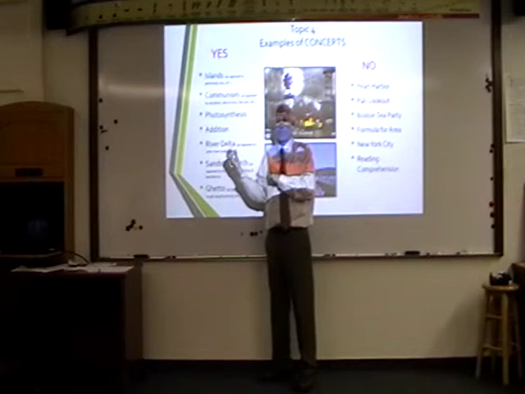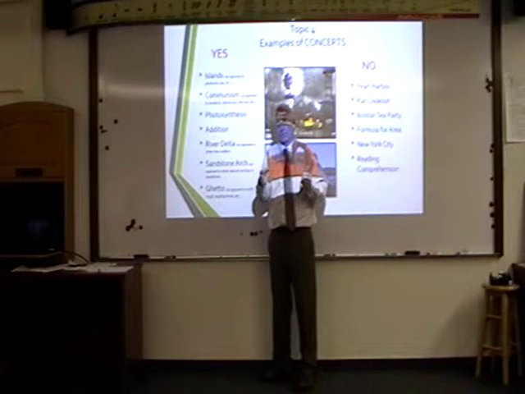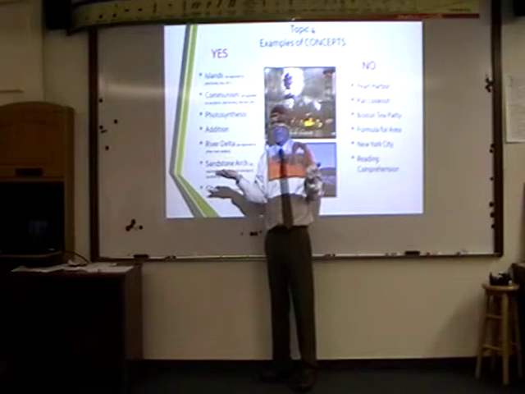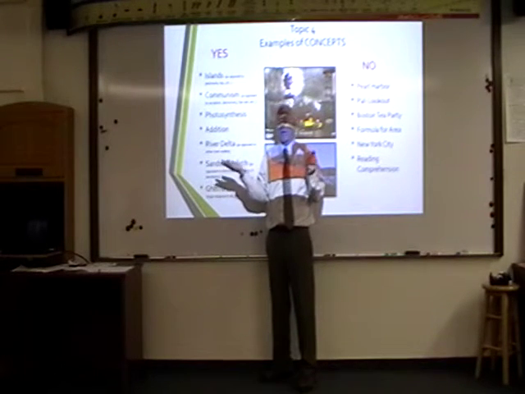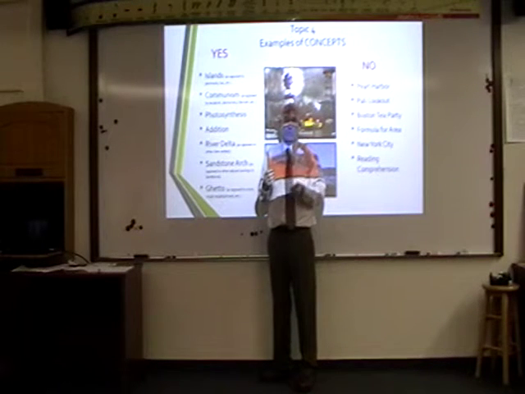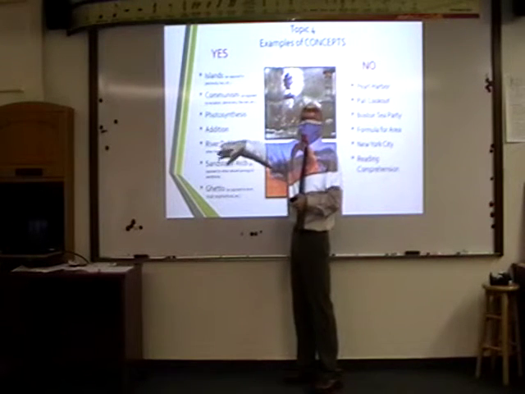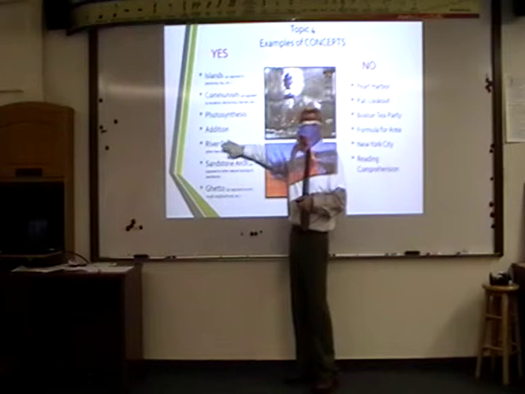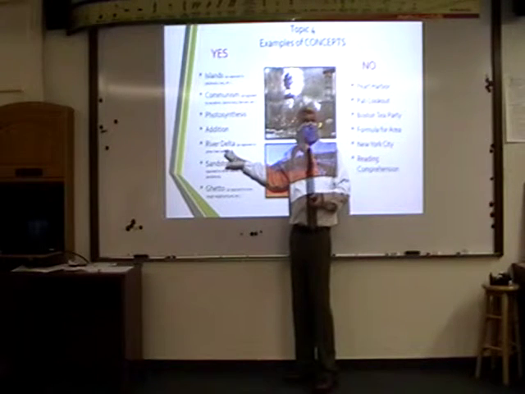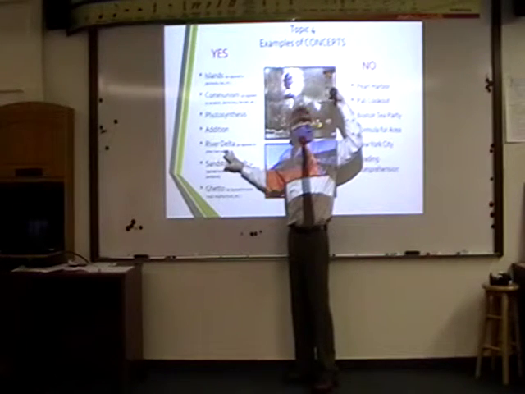Like taking from the rich to give to the poor. That is an attribute of communism, but that's also an attribute of socialism. So we can't call that a critical attribute. Photosynthesis, addition, a river delta. Raise your hand if you know what a river delta is.